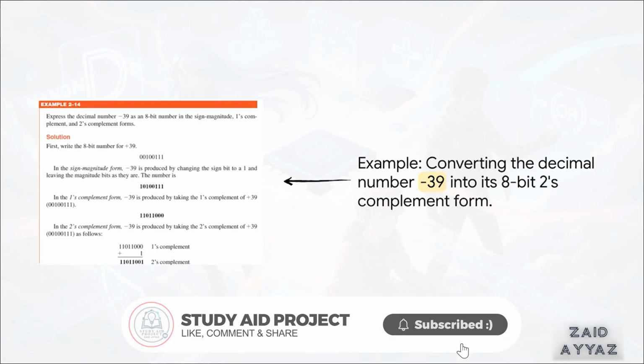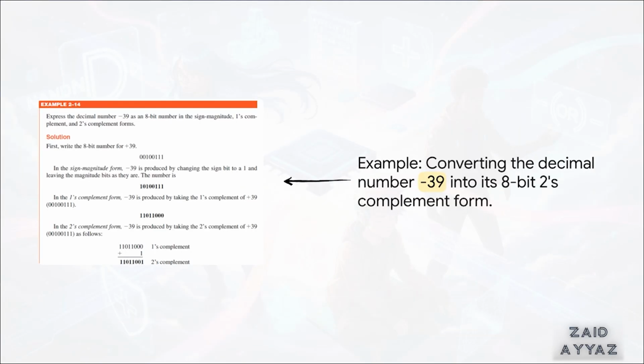Okay, let's make this real with an example. Say we need to find the binary for negative 39. First, we start with positive 39, which you can see is 001001111. Now, step 1, flip all those bits. That gives us 11011000. And for the final step, step 2, we just add 1. Boom, 11011001. That right there is how a computer thinks about negative 39.